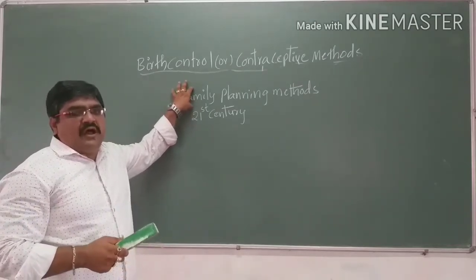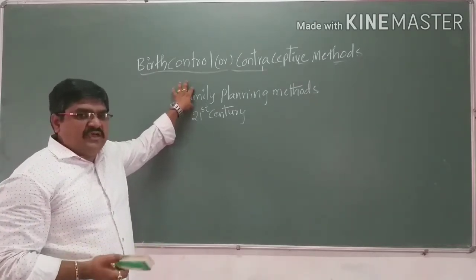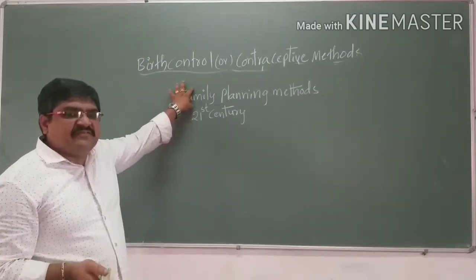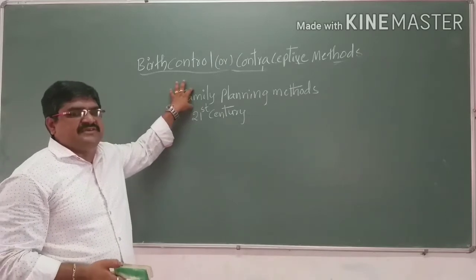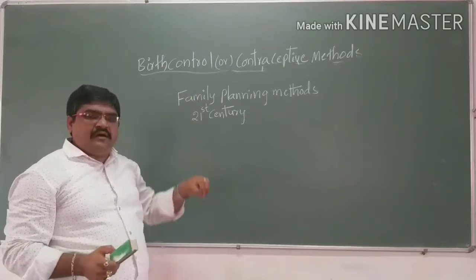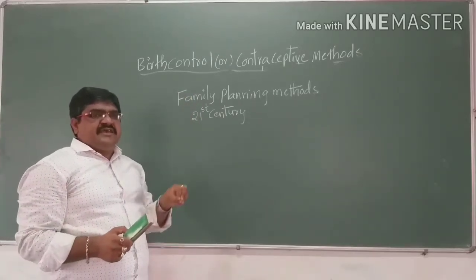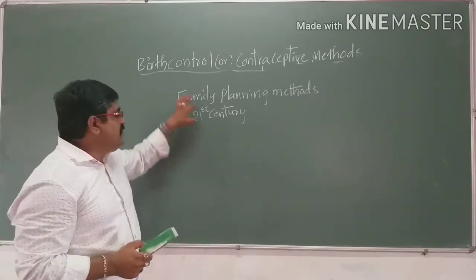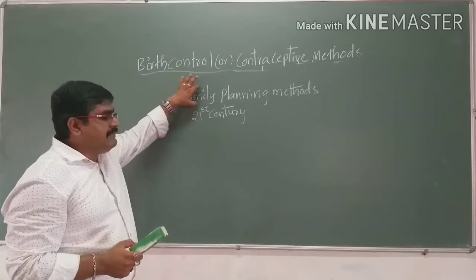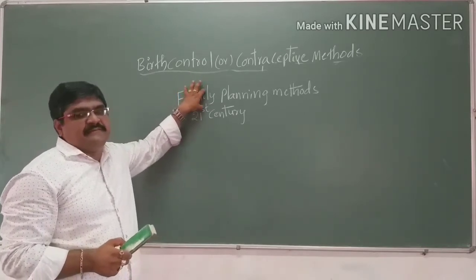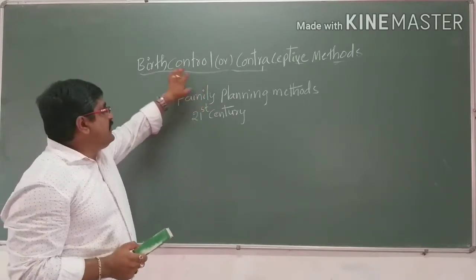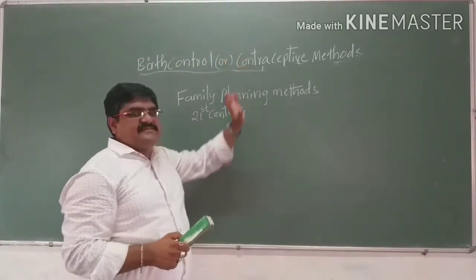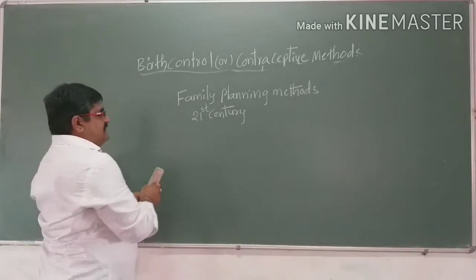Already we have discussed that the population has increased, and there are several reasons for this increase. To reduce the rate of population, the government has taken steps, and those steps we call family planning methods. So, coming to birth control or contraception, what does it mean?